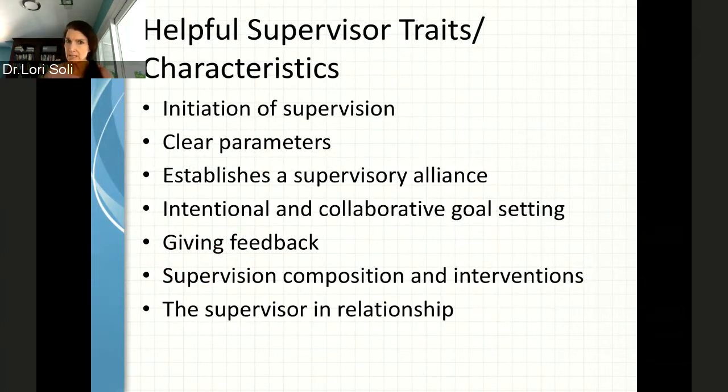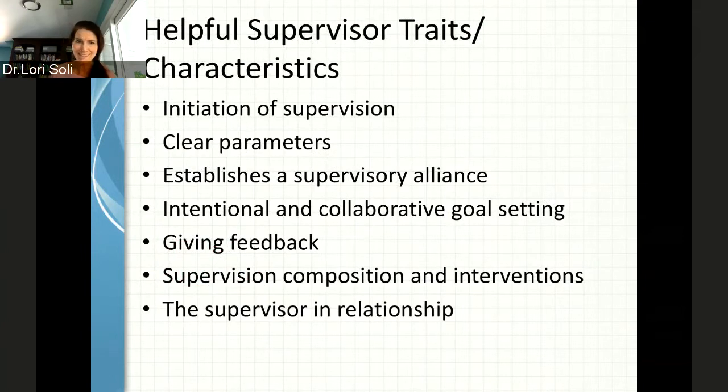Intentional and collaborative goal setting. This is actually one of the things within the scope of our program that is a required assignment. There is an assignment where you set each term intentional and collaborative goals with your site supervisor for the term, and you both sign off on them. That may not be true out in the field where you're getting supervision maybe after graduation, but as supervisors, when you all turn into supervisors, or for those of you who already are, making sure that you are doing goal setting with your supervisee clients can be helpful too.